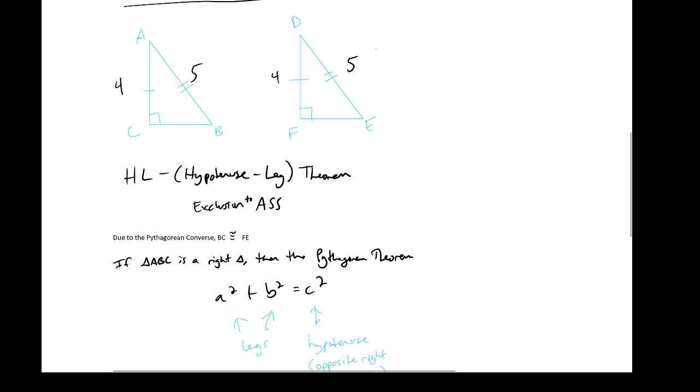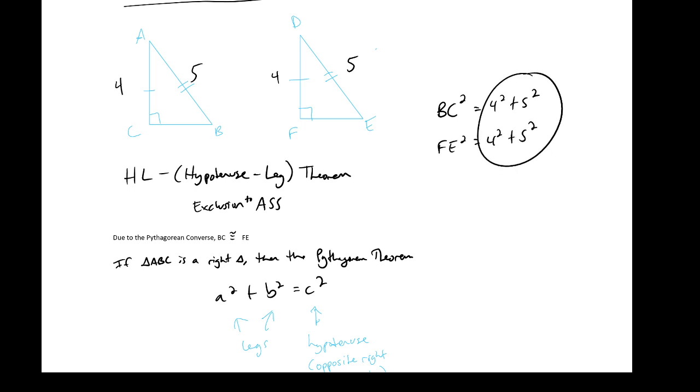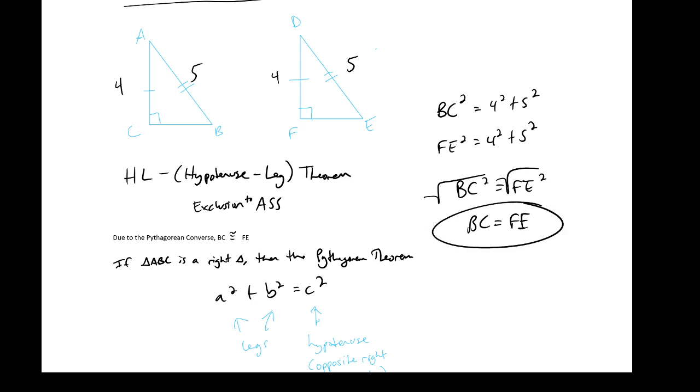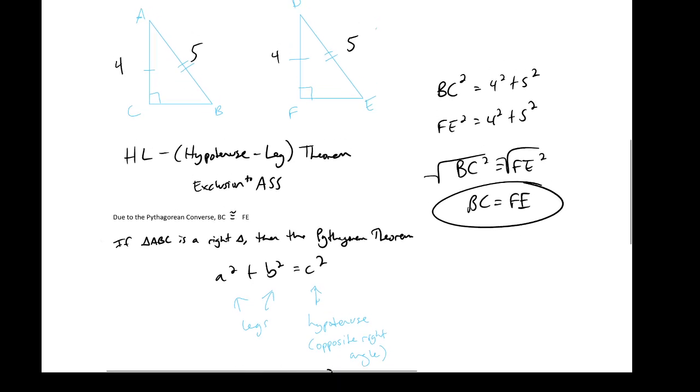It's just that we know that BC squared is going to be equal to 4 squared plus 5 squared, because those guys are congruent, or FE squared is going to be equal to 4 squared plus 5 squared. These guys are equal to the same thing, so they wind up being equal to each other. BC squared equals FE squared, and of course you can take the square root of both sides, leaving us simply that BC is congruent to FE. Okay, so we just substitute and we know that those guys have to be the same.